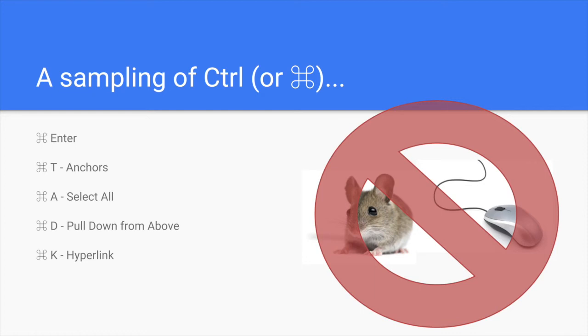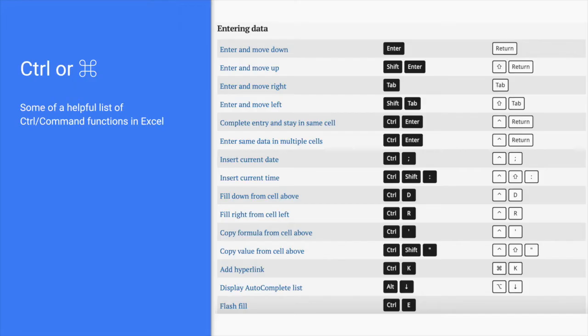Here are a sample of some control keys that are very commonly used. We saw in the demo Control Enter to fill down. We saw Control T for moving the anchors around. Control A selects all. Control D pulls down from above. So if I'm in a cell and I want to copy the value that is directly above the cell, I can do Control D and pull that value down from above. And then Command K or Control K is a hyperlink, which I'm sure all of you have heard of before.